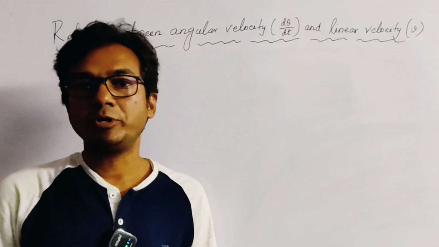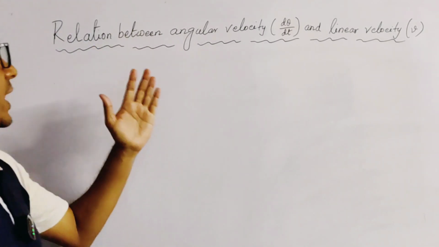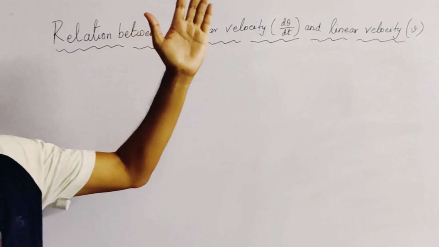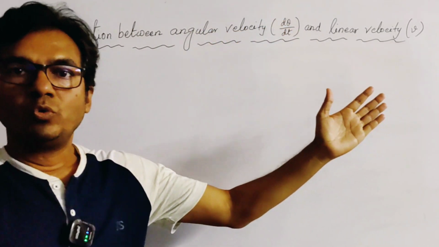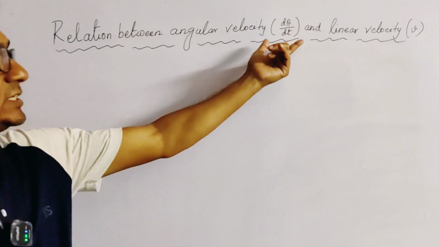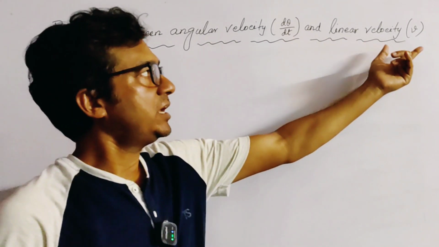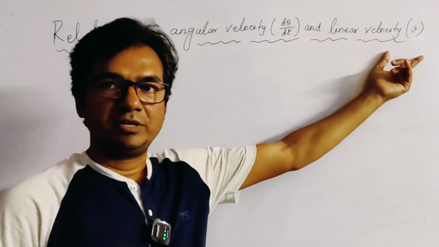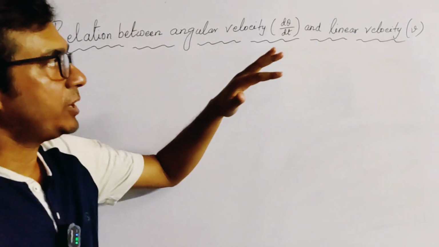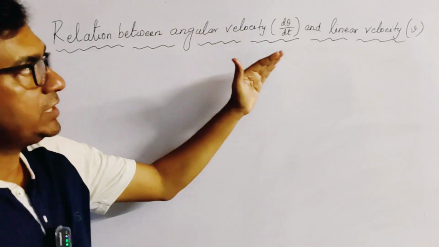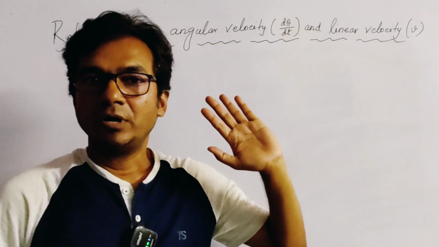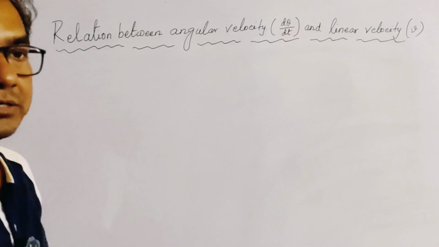What is the relation between angular velocity and linear velocity? We know that the angular velocity is dθ/dt and linear velocity is v. Now we find the relation between dθ/dt and v. How can we find the relation?